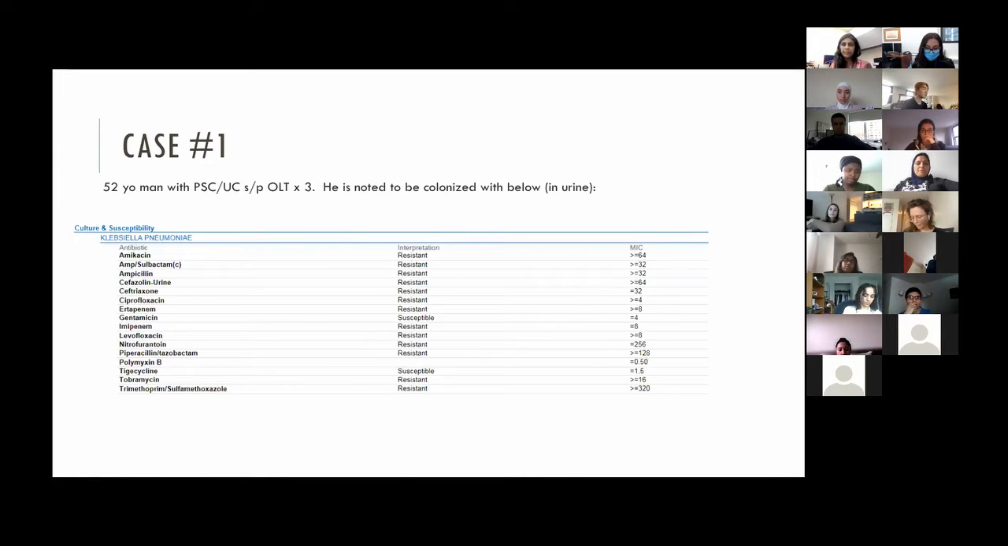So case 1. This is a 52-year-old man with PSC, ulcerative colitis. He's had 3 liver transplants, and he's going to be getting a 4th. And he's noted to be colonized with the below. And you guys can unmute if you want and tell me how would you describe this particular bacteria here?